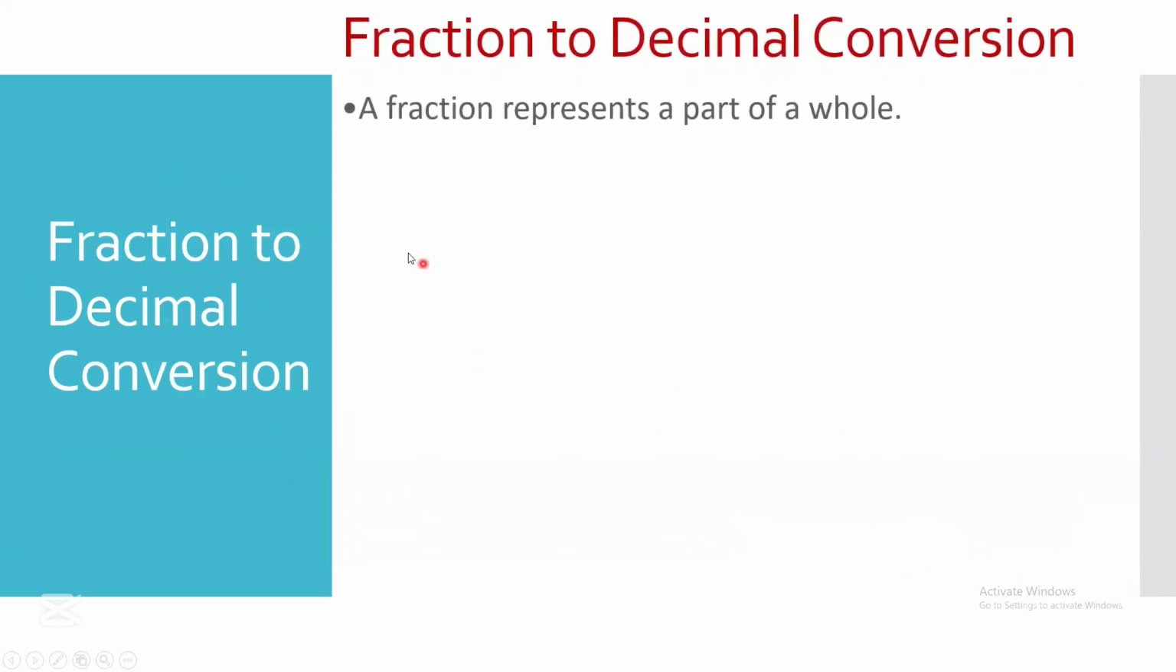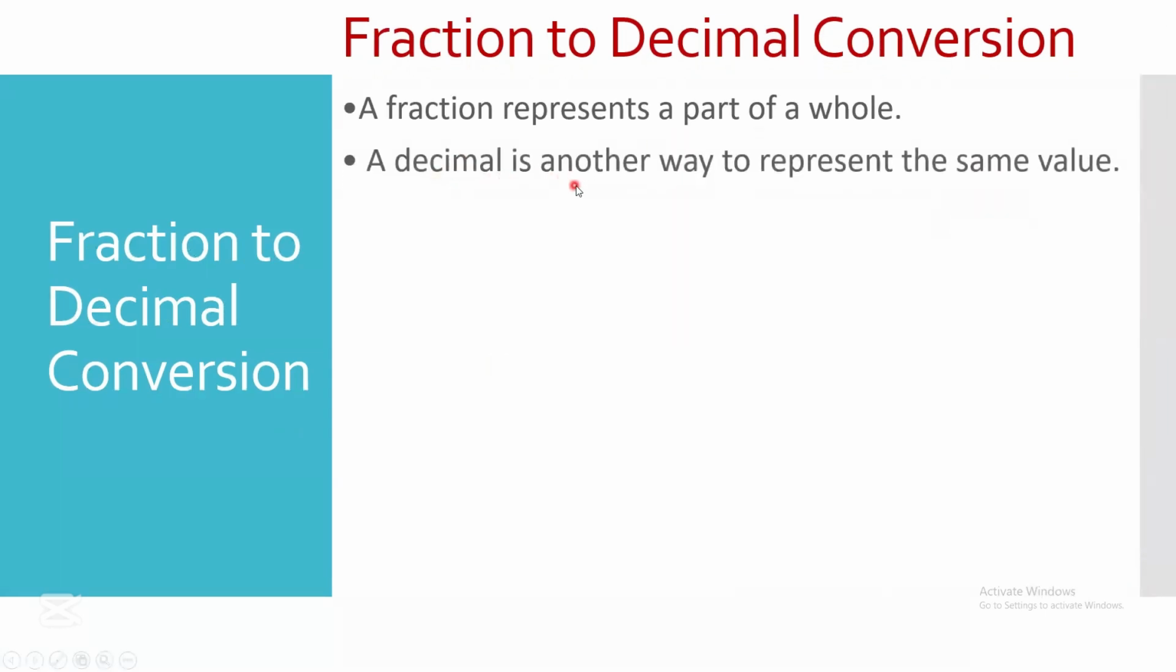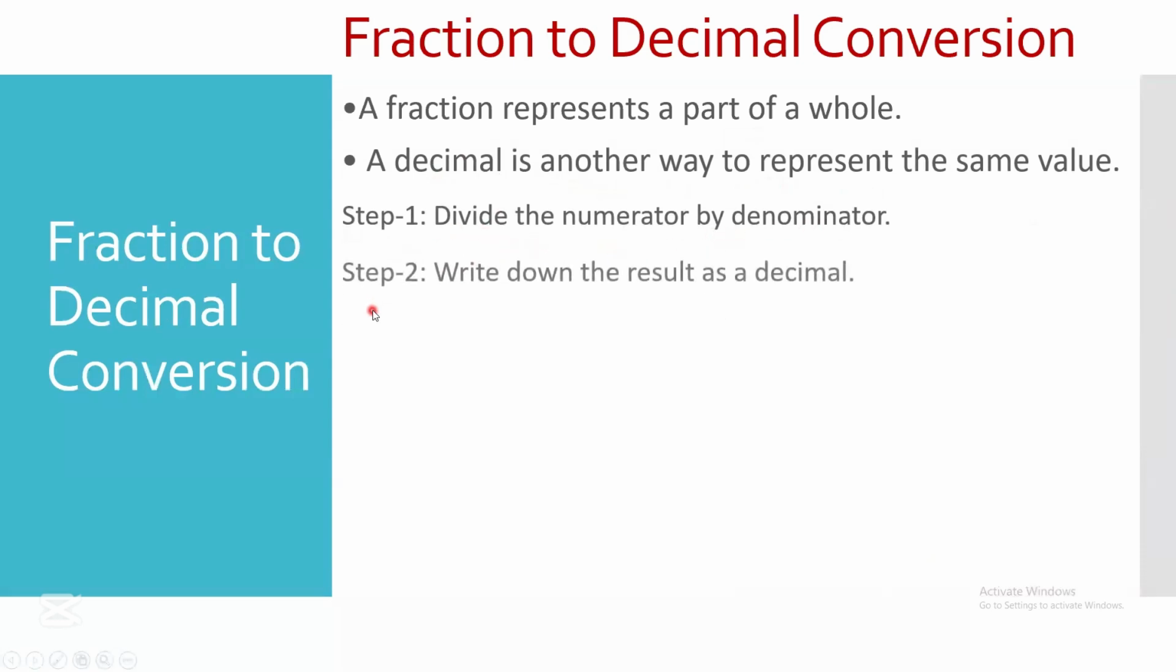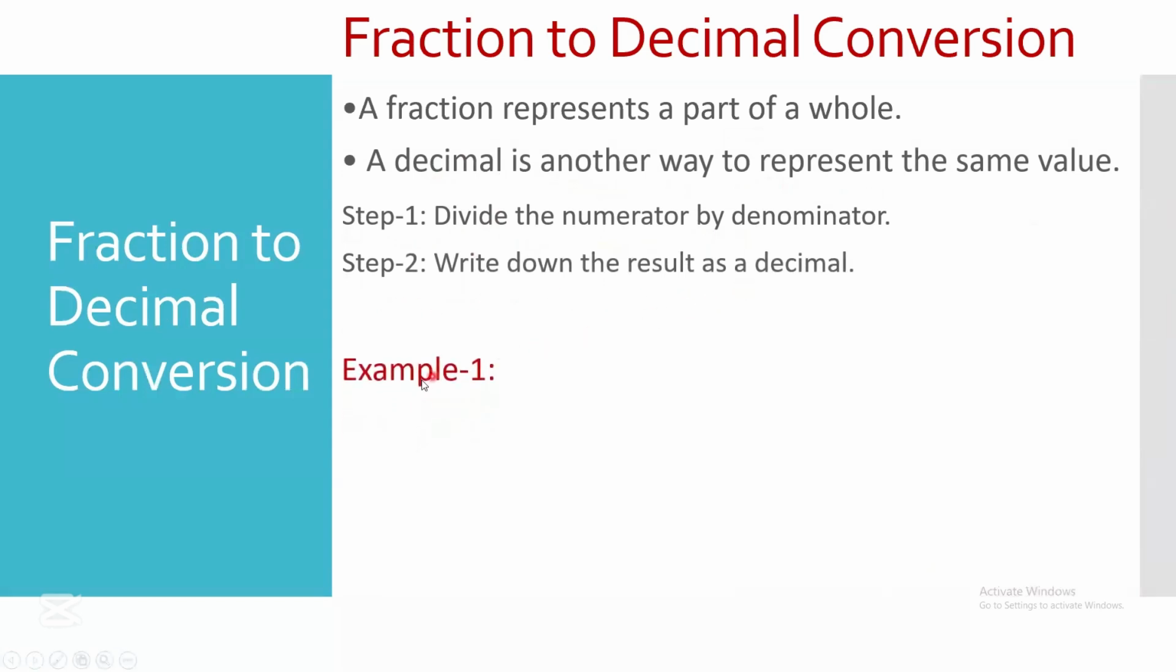Now we should know that a fraction represents a part of a whole, and a decimal is another way to represent the same value. So decimal is another way of writing a fraction. Step number 1: if you want to convert into decimal, divide the numerator by the denominator, and step number 2: write down the result as a decimal. Let's see by examples. Example number 1, convert 1 by 2 to a decimal.